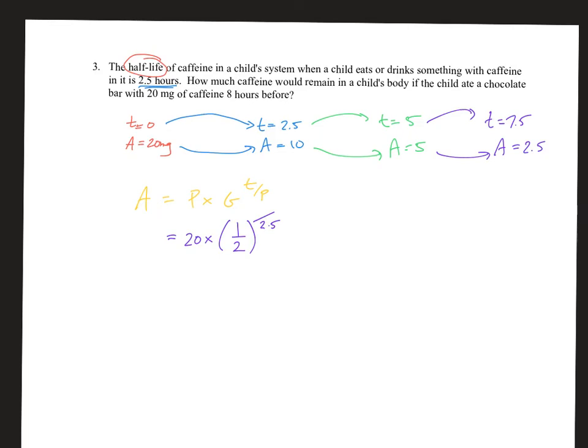Now, one of the key things is sometimes when we read that problem, we see the word before and we start to go, oh, so we're going backwards in time again. And we're not really. If you look at the timeline, what that would mean is at time equals 0 is when the child eats it. What we're looking for then would be 8 hours later. So our time would actually be a positive 8 in this instance, and we would be solving for our amount.